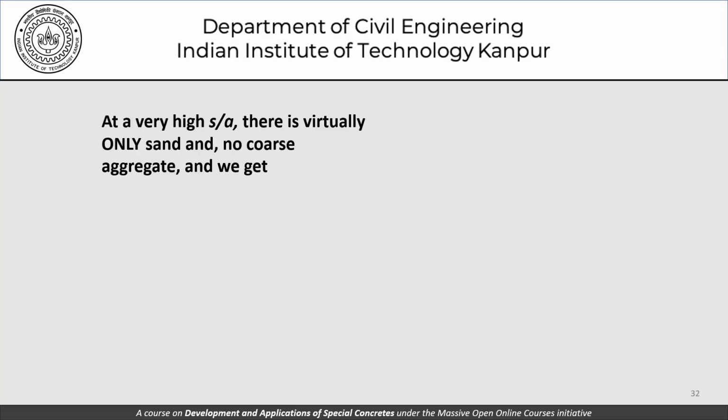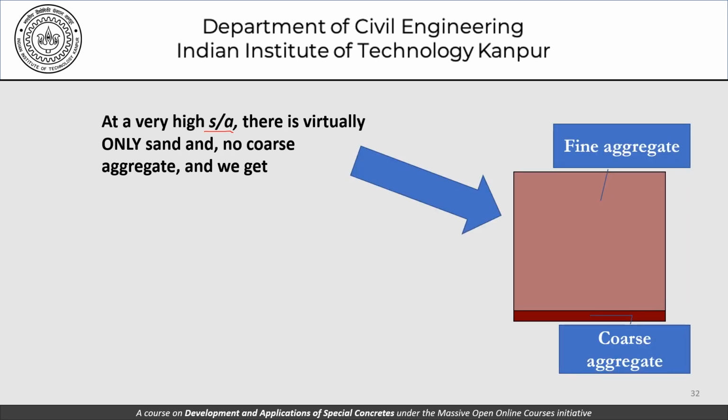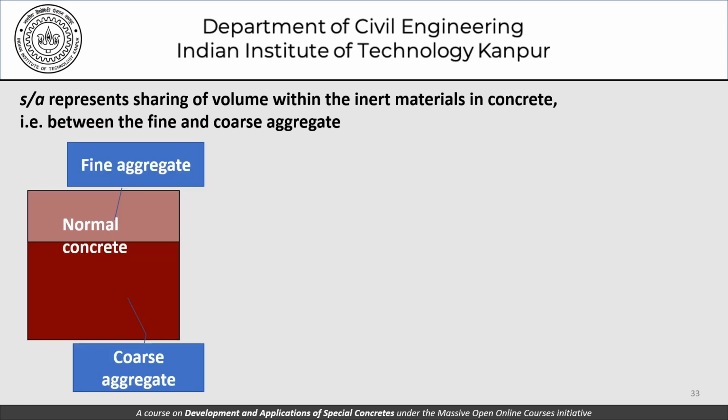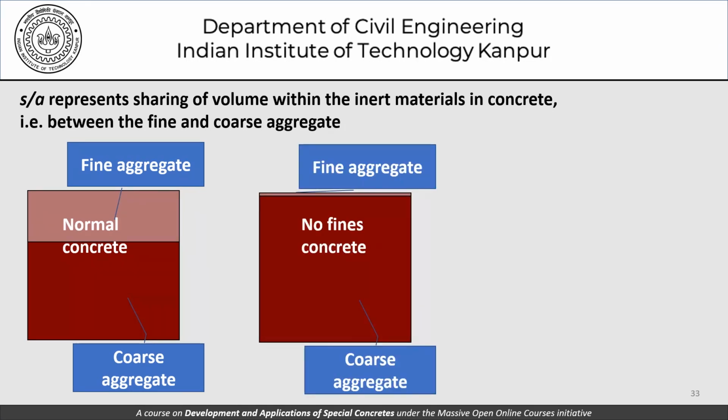On the other hand, if we go to a very high S by A, then what do we have? Most of it is sand, virtually no coarse aggregate perhaps. What is this mix called? This mix will be called a mortar, because of course we are not showing the water and cement here. If we show the water and cement, this will be basically mortar. So keep that in mind. S by A represents the sharing of volume within the inert materials in concrete between the fine and the coarse aggregates. So this is normal concrete. This is no fines concrete, and this is mortar.